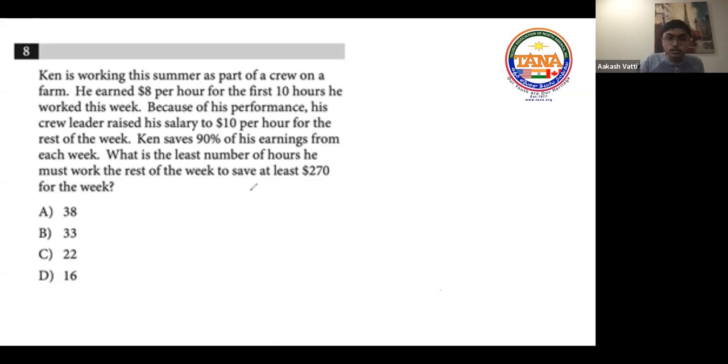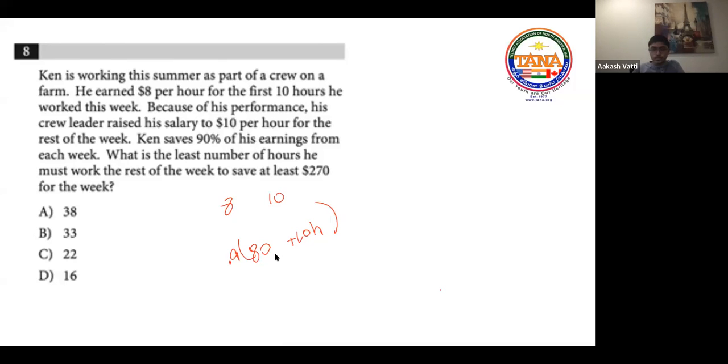All right. So with this, we first know that he earned $8 for 10 hours, and he earned at least $80 this week. And then he's earning $10 per every hour after that. So you have 80 plus 10H, and you save 90% of that. So you have 0.9 times all of this is whatever he saves per week.